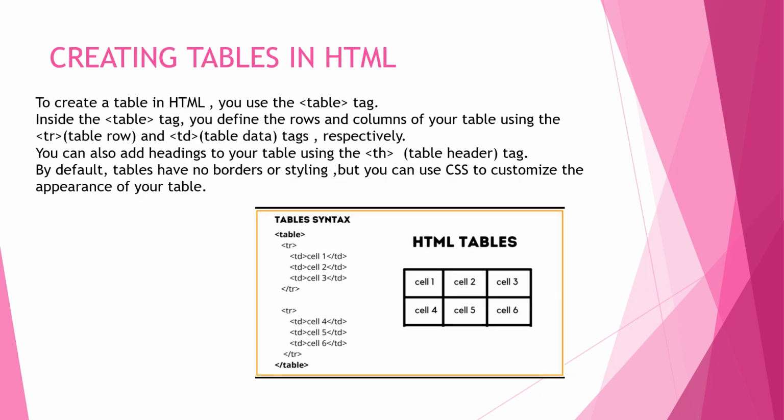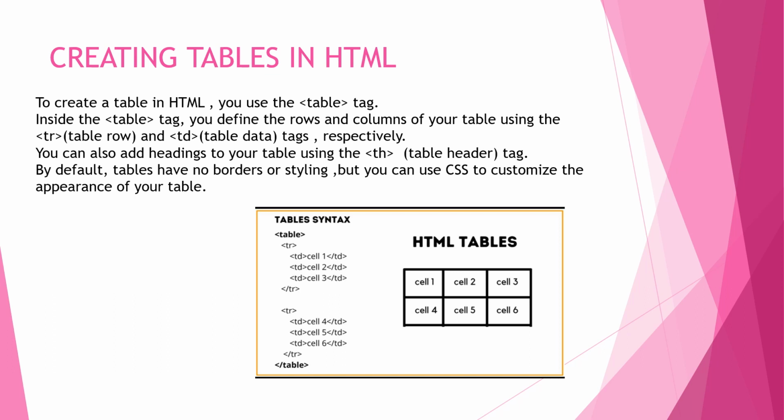Creating tables in HTML. To create a table in HTML, you use the table tag. Inside the table tag, you define rows and columns of your table using tr as the table row and td as the table data tags respectively. You can also add headings to your table by using the table header tag. By default, tables have no borders or styling, but you can use CSS to customize the appearance of your table.